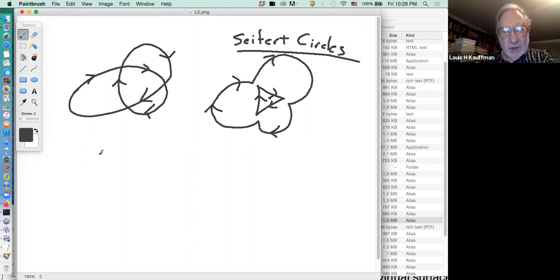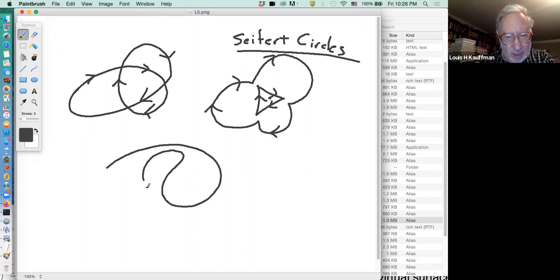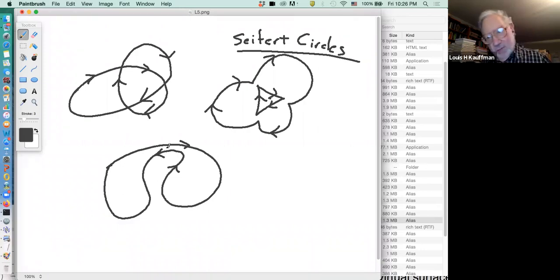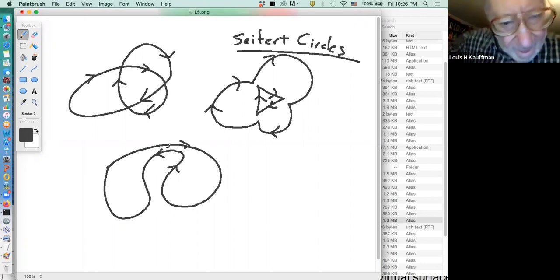Can a Seifert circle touch itself? Well, it's an oriented circle, right? So how could an oriented circle touch itself? Well, it would look like this in the plane if it did, right? It would be going along, and then it would be going along, but it's not touching itself in an oriented way, right? So this is not a Seifert smoothing.